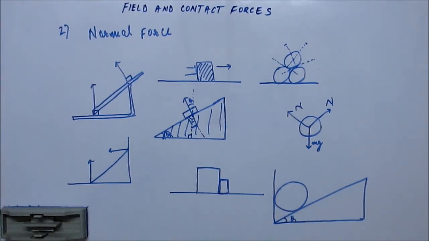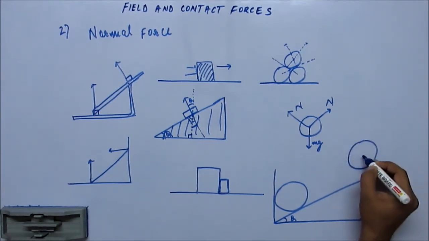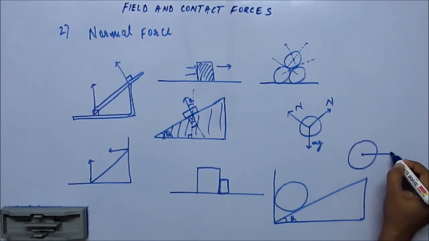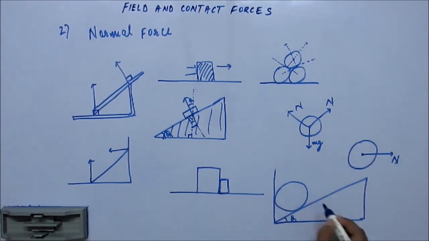So there are two contacts, so there will be two normal reactions. At this one it will be perpendicular to the extended surface. The extended surface is the wall. It will be perpendicular to the wall. So if you are drawing the normal reaction for this sphere, it will be perpendicular to the wall like this. And the other normal reaction will be perpendicular again to this surface.